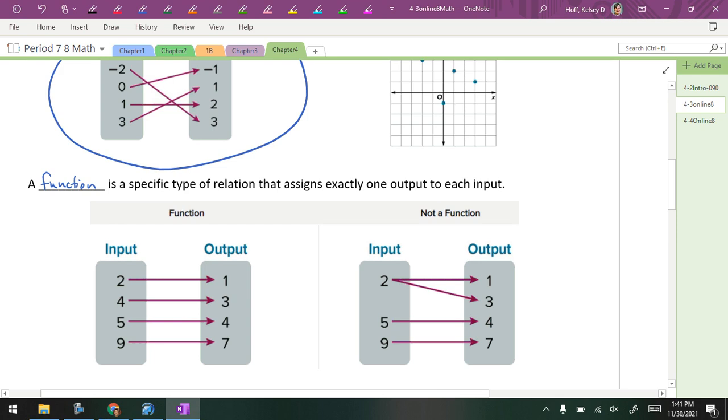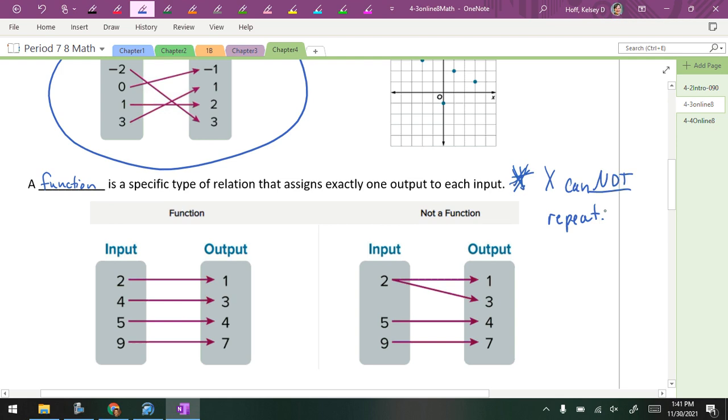A function is a specific type of relation that assigns exactly one output to each input. To make it very simple, that's supposed to be an asterisk. X cannot repeat. I don't care about y. Y can do whatever they want. Doesn't matter to me. X cannot repeat. You cannot have two x's that are the same number.